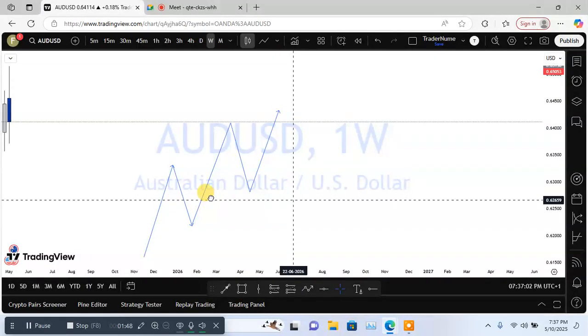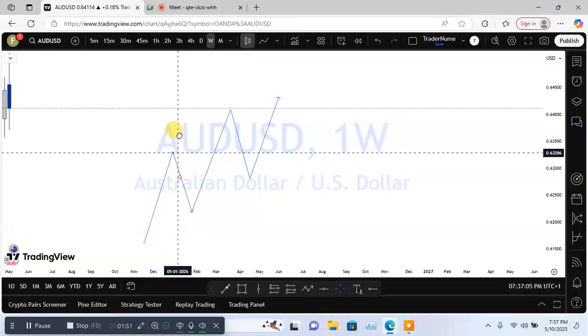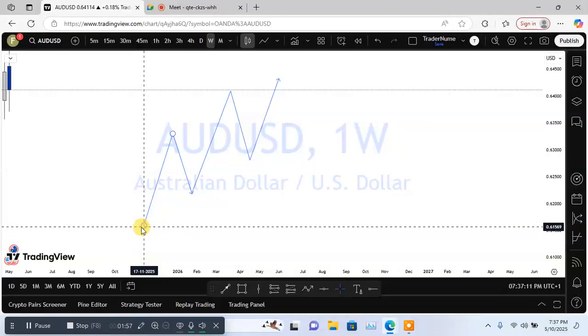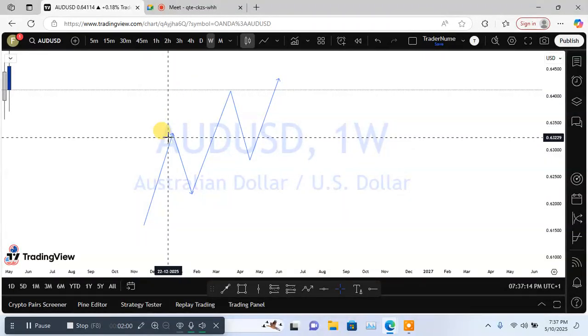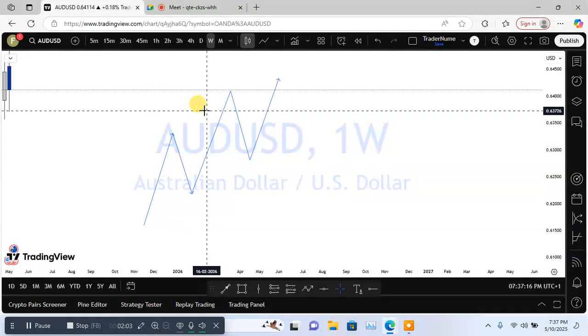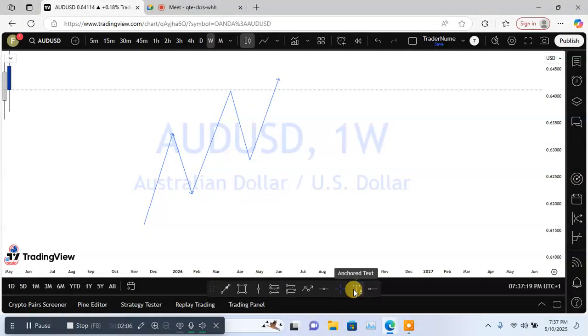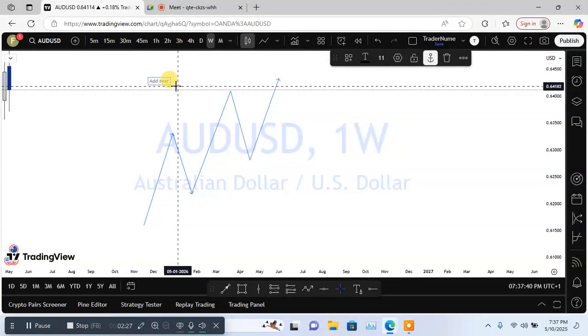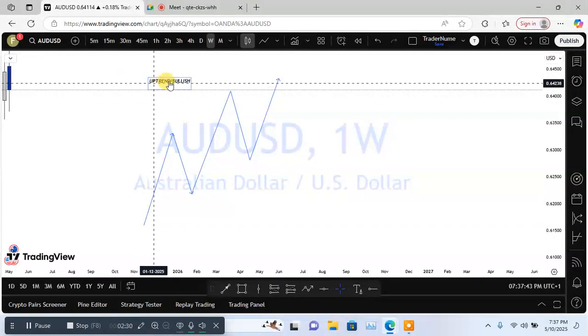So if market is going up from this point here, if market is moving from this point, this is the low here, and this is the high of this point, this is called the uptrend. This is called the uptrend or bullish trend.